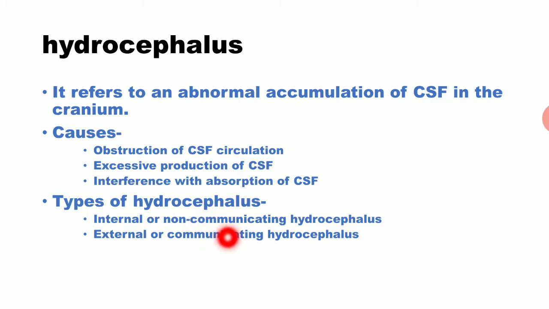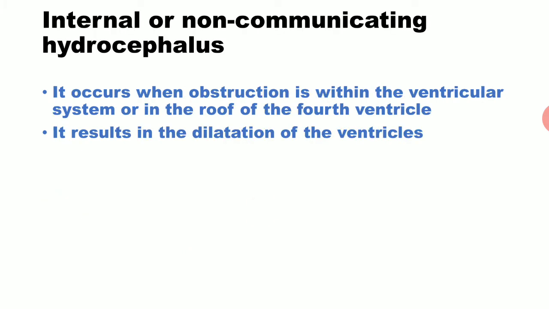Types: internal or non-communicating hydrocephalus, and another is external or communicating hydrocephalus. So what is internal or non-communicating hydrocephalus? It occurs when obstruction is within the ventricular system or in the roof of the fourth ventricle.